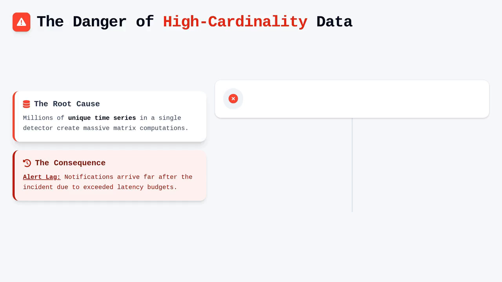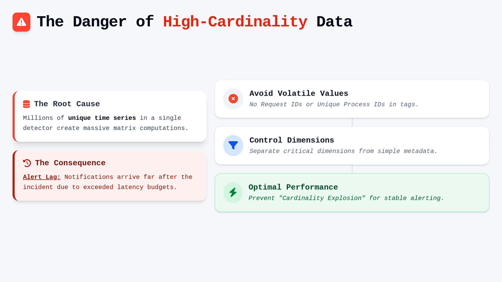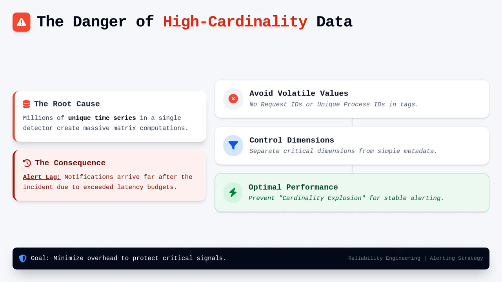Avoid including highly volatile values, such as transient request IDs or unique process identifiers, within your persistent metric tags. If a dimension produces a new value every few minutes, the underlying data store experiences cardinality explosion, which degrades both query performance and alerting stability. By maintaining tight control over which metrics are treated as dimensions versus simple metadata, you preserve the platform's capacity to process your most critical signals with minimal overhead.